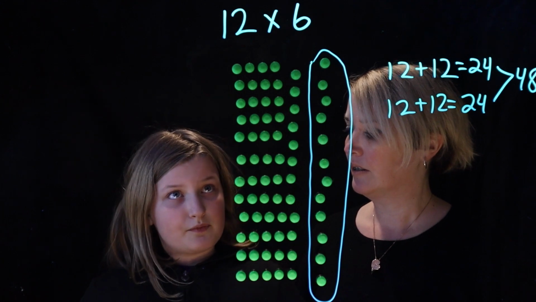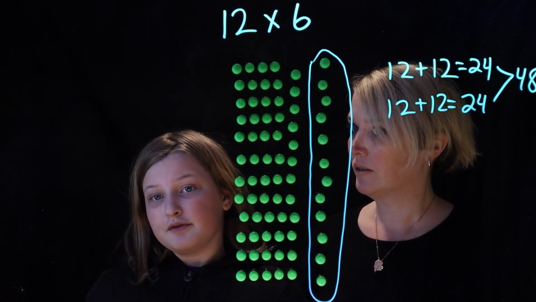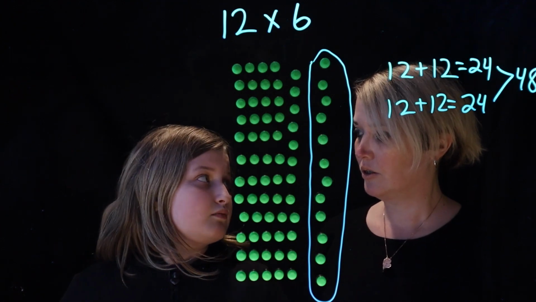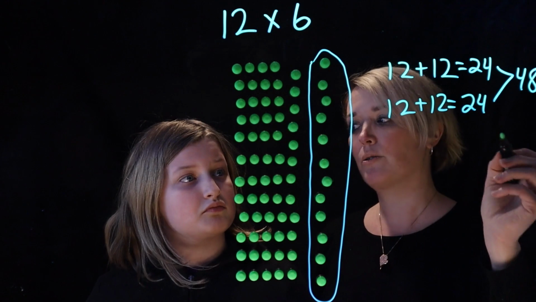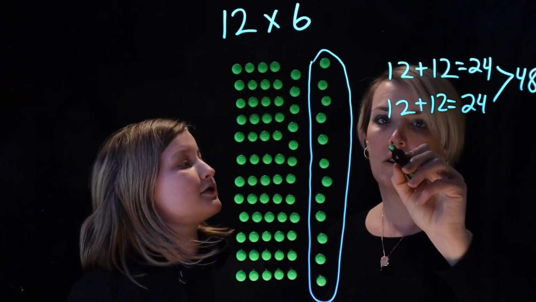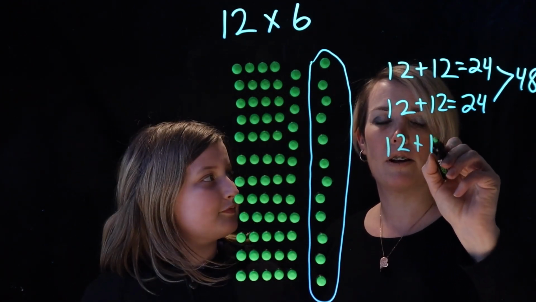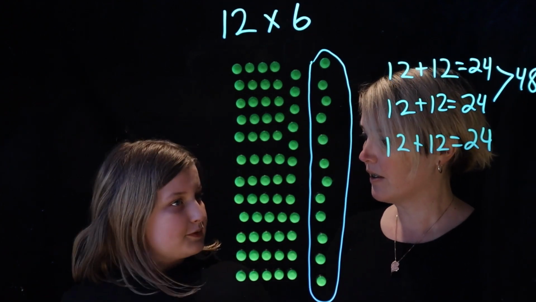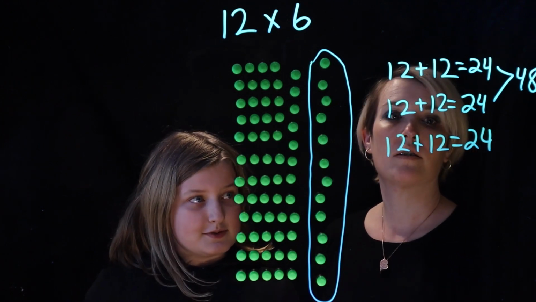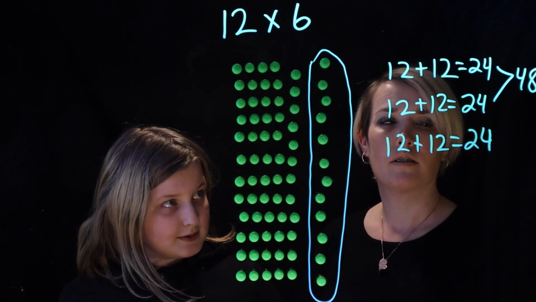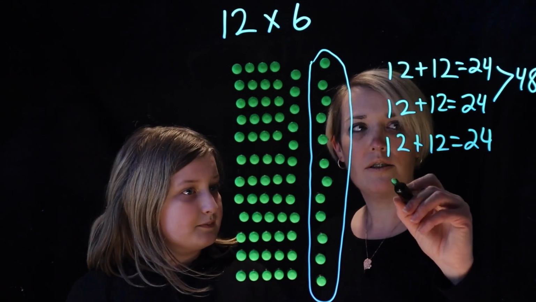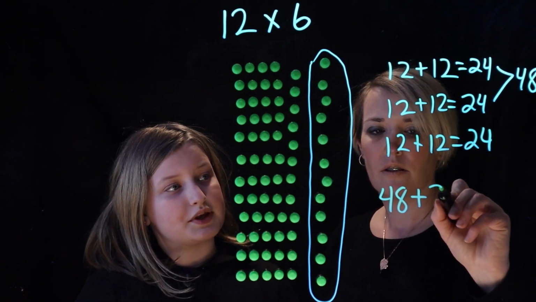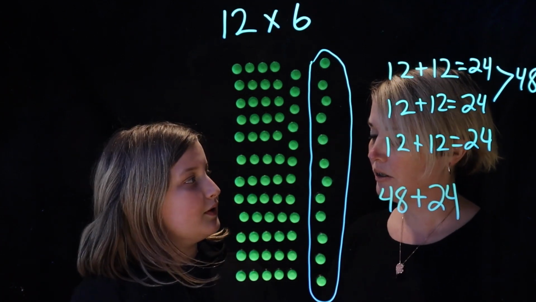Well, because 8 would be too many 12s, we have to just add 2 more, right? 2 more. So do you want to go 12 plus 12 equals 24 and add it to that? Yes. Okay, so 12 plus 12 equals 24, and you're going to add 24 to 48. So 2 plus 4 equals 6, and 4 plus 8 equals 12. Let's see this, Anna. So 48 plus 24.